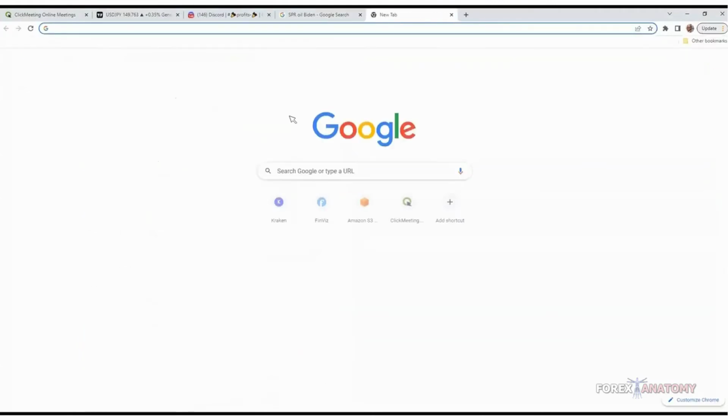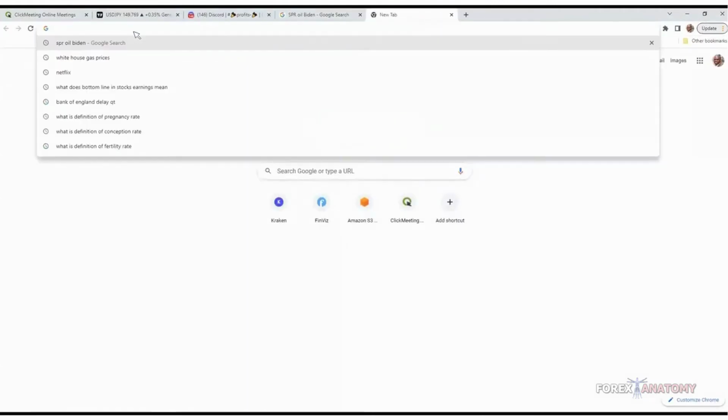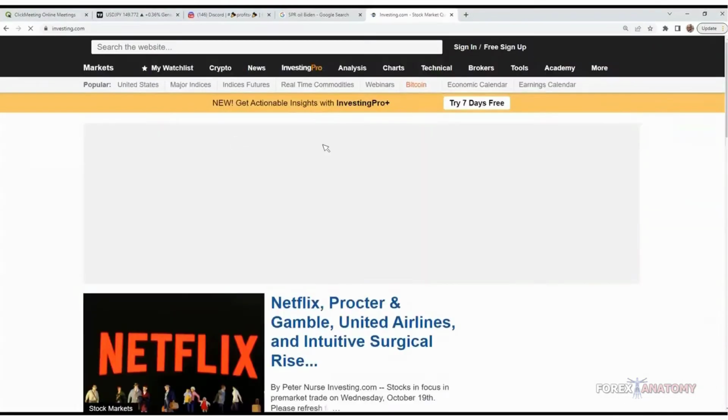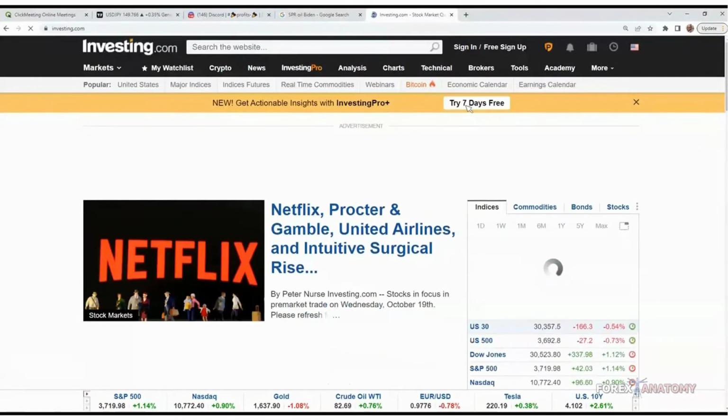But let's go to investing.com. Look at the economic docket real quick. Go to economic calendar.